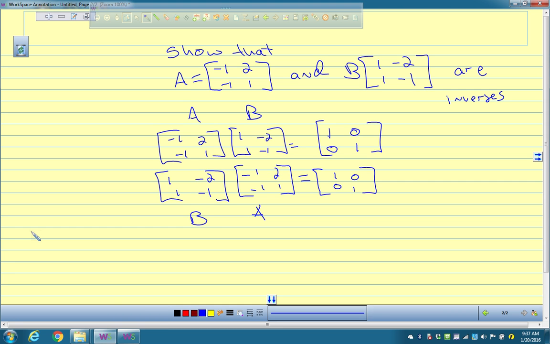Could you do that? Can you do it? Yes. By hand? Easy? Yes. Does it come out to be the same? I think it does. All right. So that's it. All square matrices have to be invertible.